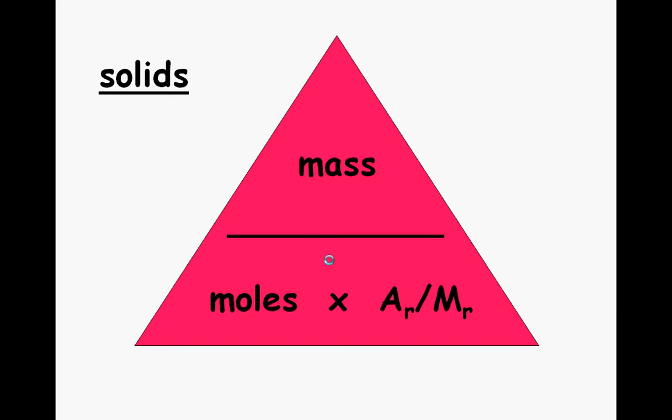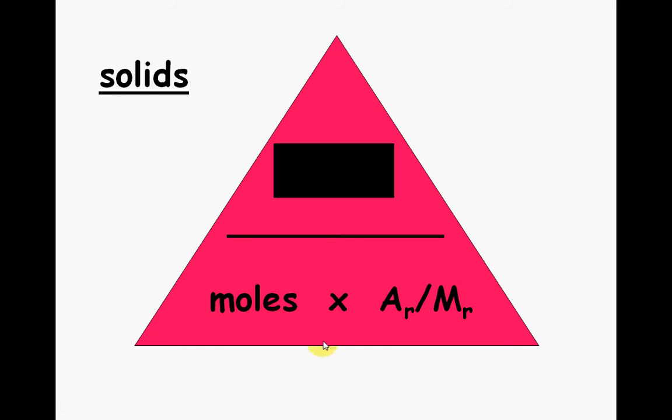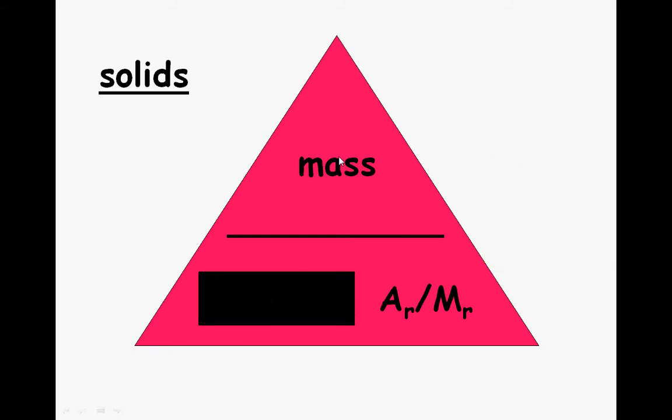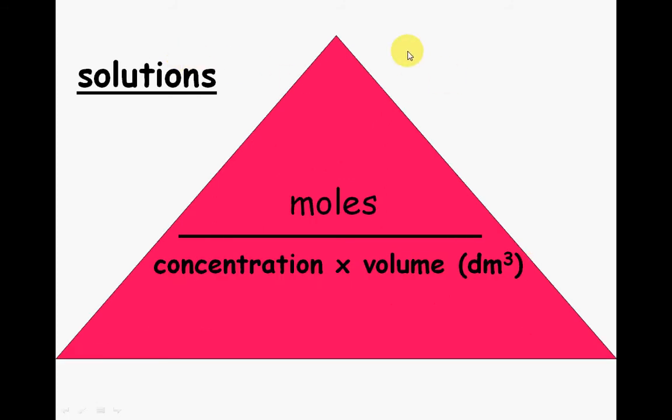Right, now if you have been asked to solve mole calculations that involve solids, I find this triangle quite useful. I've got mass at the top, moles times by the relative atomic mass or relative molecular mass. The way it works is, for example, if you're asked to find the mass, you cover up mass, and you've got your calculation here. You've got moles times by the AR or the MR. So you just plug in the numbers, and that should give you the answer. Okay, and it works the other way. If you're asked to find number of moles, you cover up moles, and you've got mass divided by the AR or the MR.